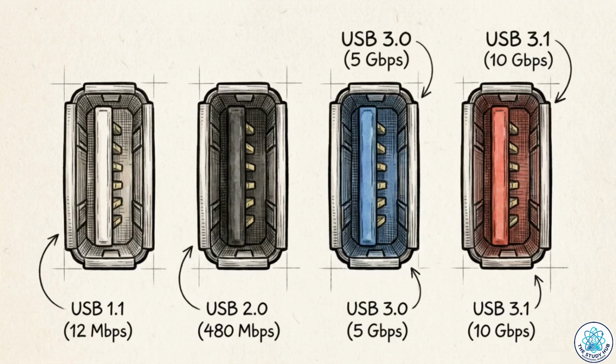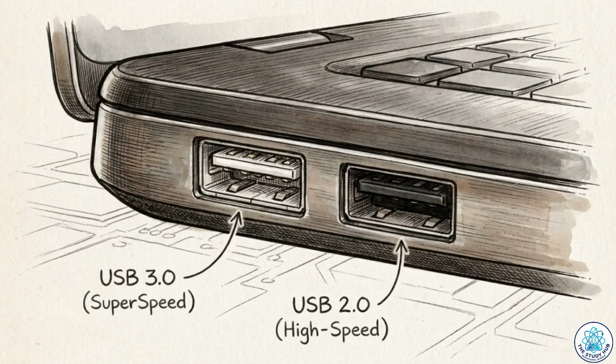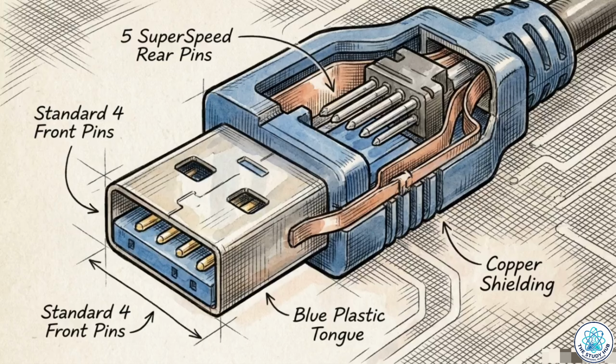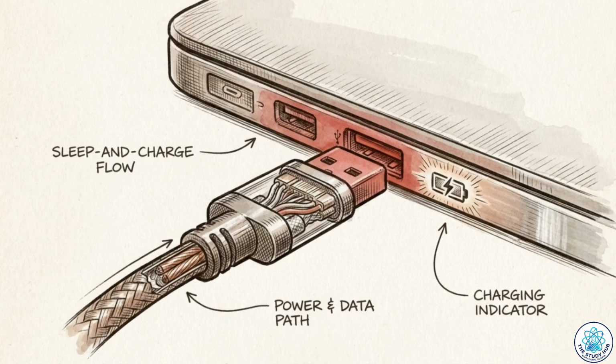To signal massive speed upgrades to the public, manufacturers color-coded the physical ports. White indicated the slow 1.0 speeds. Black pushed 480 megabits per second for USB 2.0. Blue ports packed 9 internal pins to hit 5 to 10 gigabits, while red or yellow ports indicated a sleep and charge feature, sending power even when the computer was turned off.